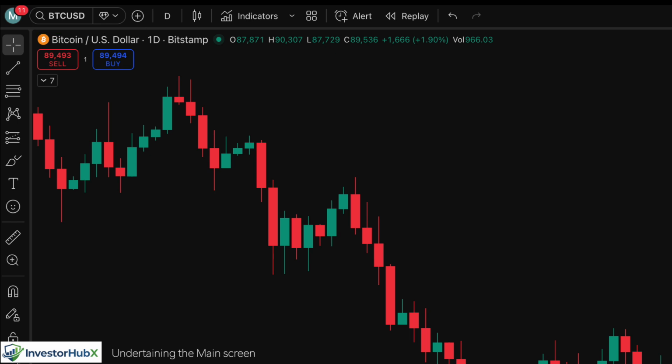Just next to the symbol search is the time frame selector. This allows you to choose how much time each candlestick represents. For example, on a one-day chart, each candle represents one full day of price movement. Higher time frames, such as the daily or weekly chart, are often used to understand the overall trend and market structure. Lower time frames, like the 1-hour or 15-minute chart, are used for different purposes.